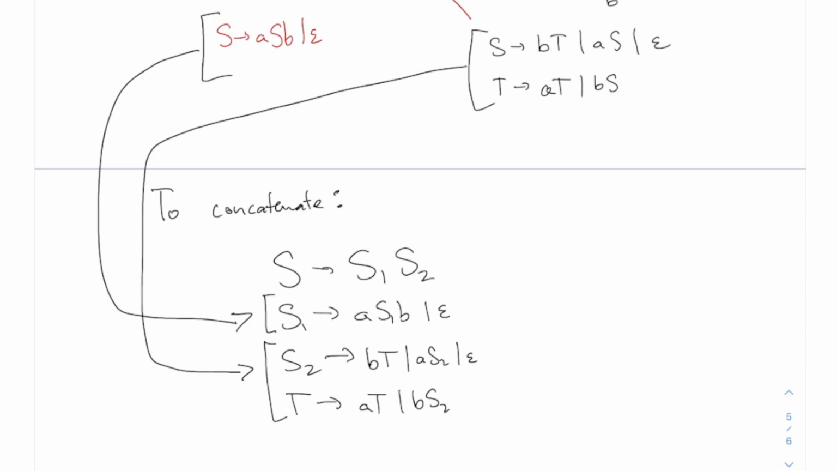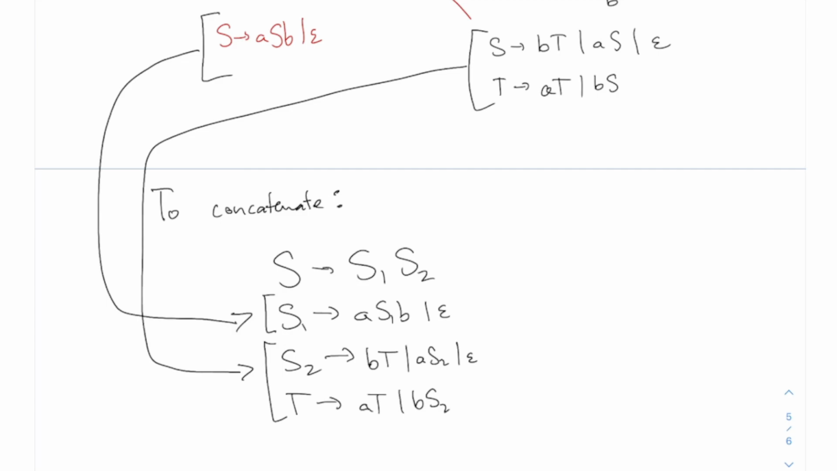And this will always work. If you have two grammars and you want to concatenate them together, that's how you do it. You make your starting state just go to two separate starting states, and then make those the two starting states from your two grammars you're trying to concatenate. All right? This is how we would do concatenation.